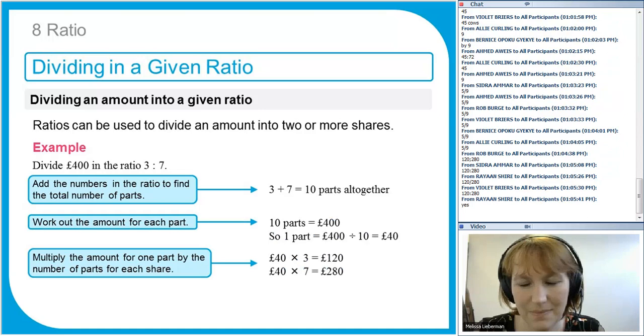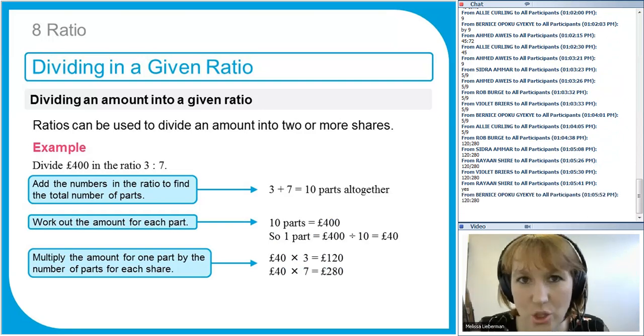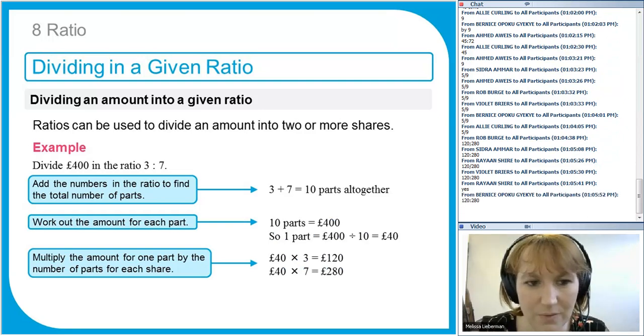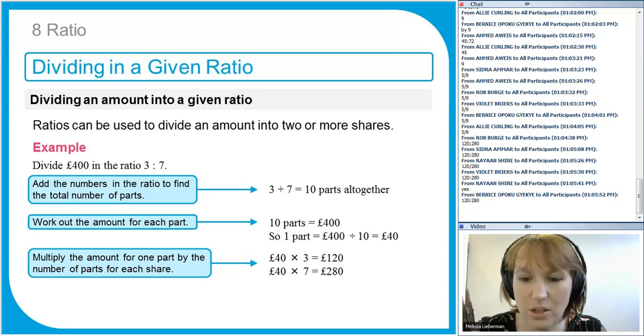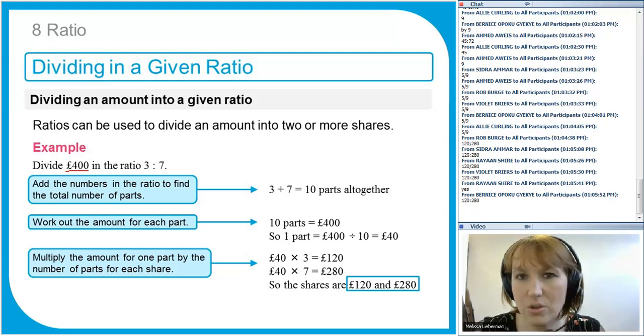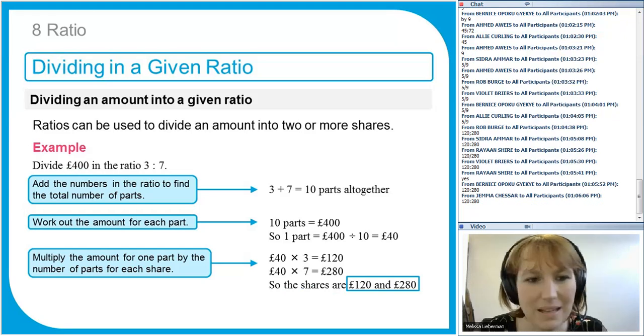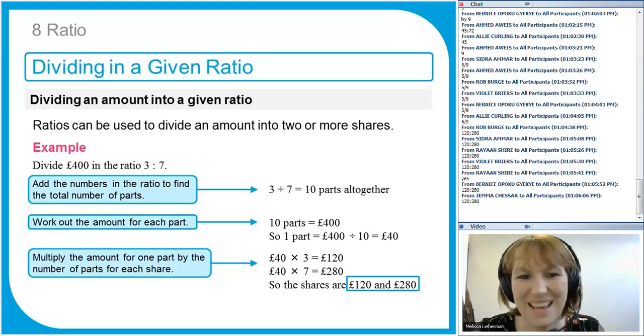And then in the last step, make sure that those two numbers add up to 400. So just to make sure that you've done it right, you should add those two numbers up. Make sure that it comes to 400, so that the shares are 120 and 280. And sometimes they'll say Abigail and Ben, these are the A-B letters, share an amount of money in this ratio, and that's how you would write that out.